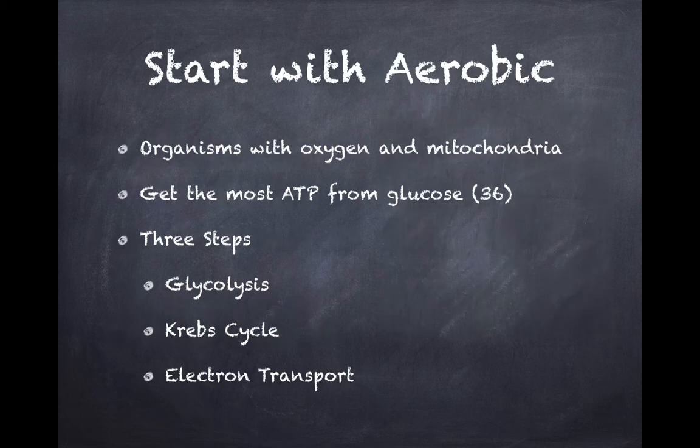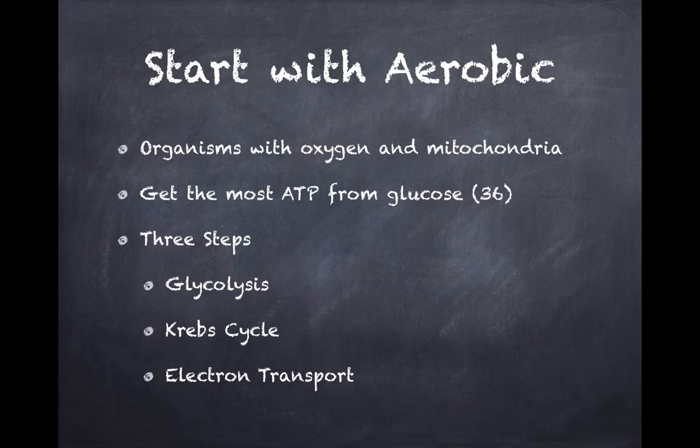So let's start with aerobic. Aerobic is the most complicated way, but it's also the most efficient way to get ATPs from glucose. And this can be done in organisms that live in an environment with oxygen and have mitochondria. So they have to have that internal cell organelle, the mitochondria. If you do, you get the most ATP from glucose. And we've stuck with the number 36. You'll see estimates around 36 to 38 in your careers and your futures. But it's about that. And there are 3 steps to complete aerobic respiration.